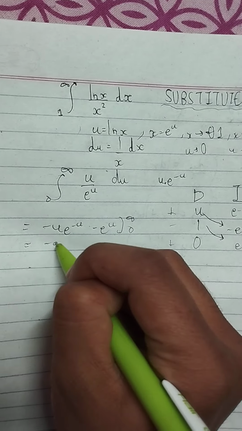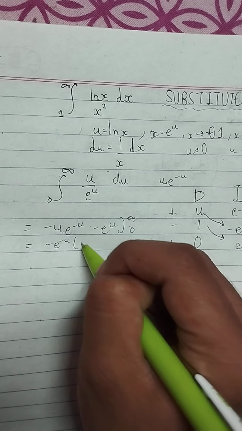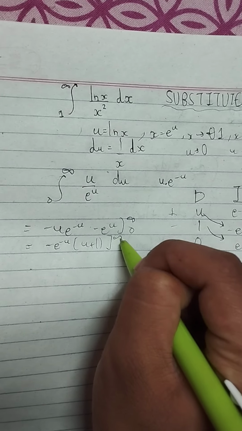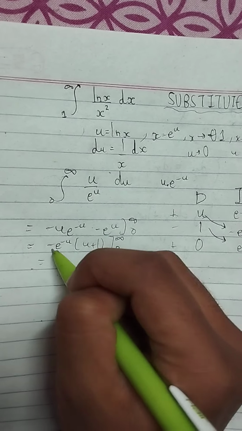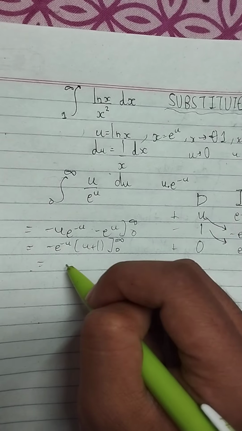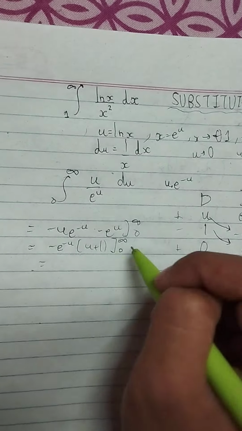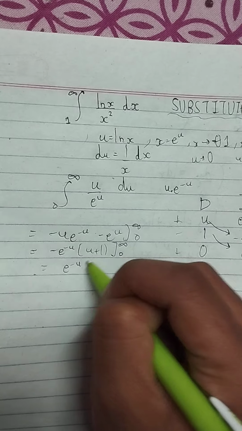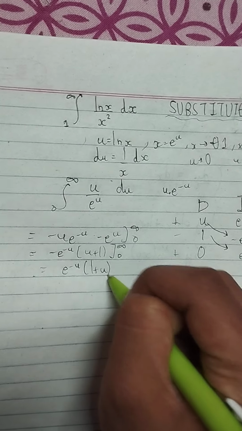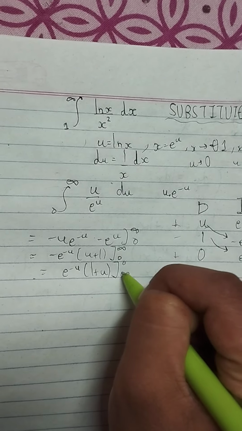We can take minus e to the power minus u common, so we'll have u plus 1 going from infinity to 0. And here this negative sign switches the limits. So we'll have e to the power minus u times 1 plus u going from 0 to infinity.